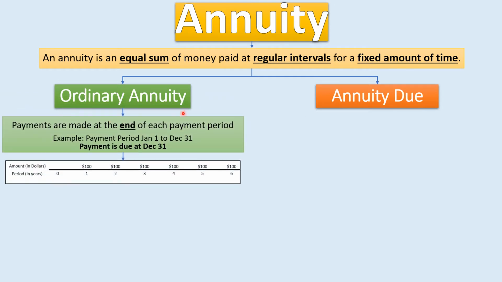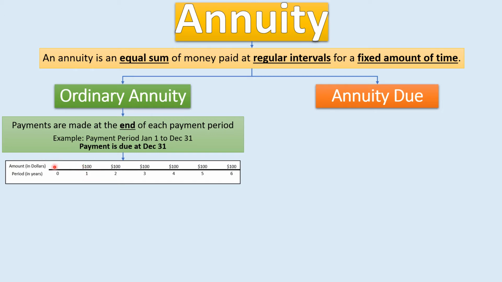In an ordinary annuity, the payments are made at the end of each payment period. Here I have a small example where you're investing $100 for 6 years, and as you can see here, the payment period is from January 1st to December 31st of every year, and the payment is being taken at the end of each year.